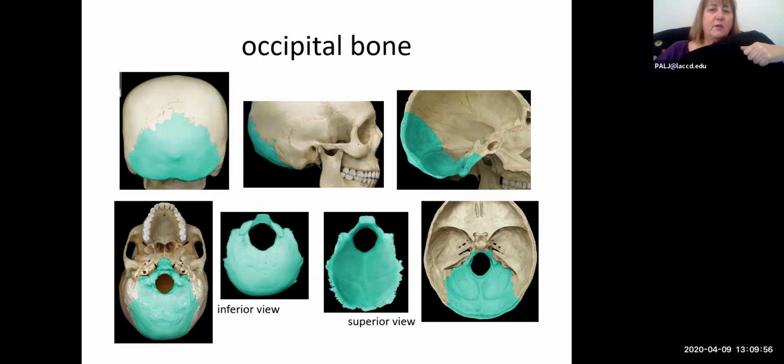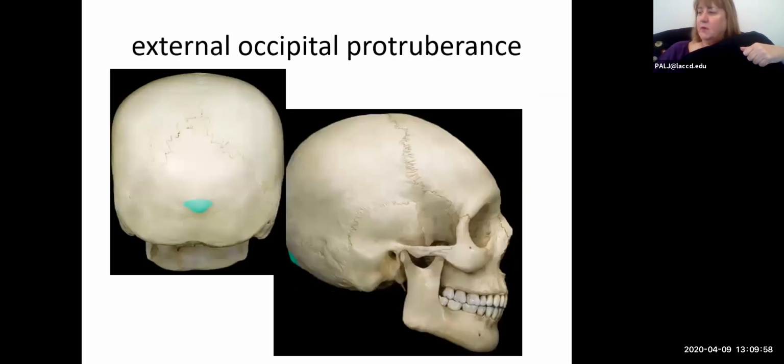Now, there are a couple of landmarks on the occipital bone. The first one is when we go to the back of the head. If you feel the back of your head, you can feel a bony protuberance right in the mid-sagittal plane. And that is this structure right here called the external occipital protuberance.